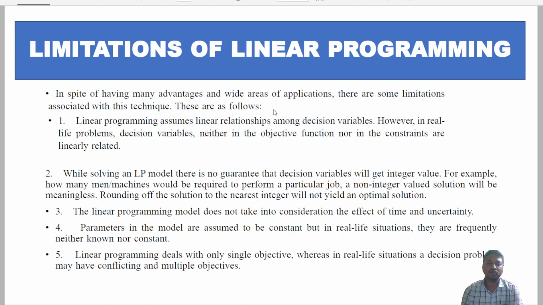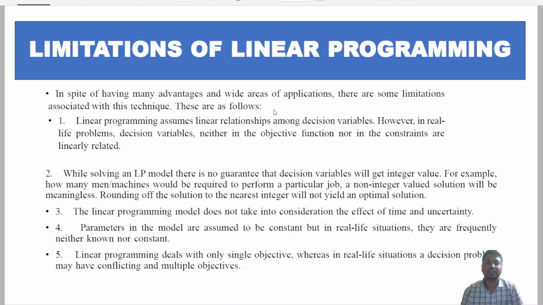Second one is, while solving an LPP model, there is no guarantee that decision variables will get integer values. For example, how many men or machines would be required to perform a particular job? A non-integer valued solution will be meaningless. Rounding up the solution to the nearest integer will not yield an optimal solution.